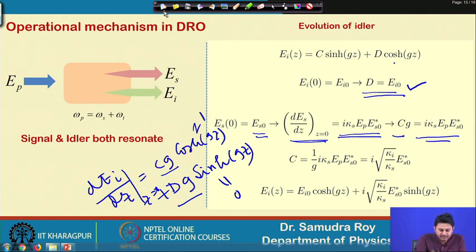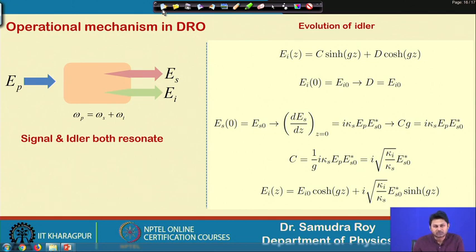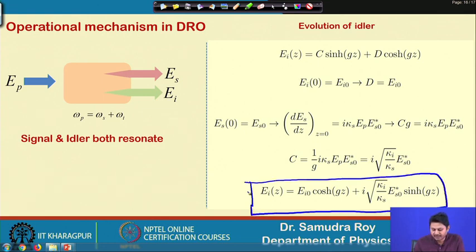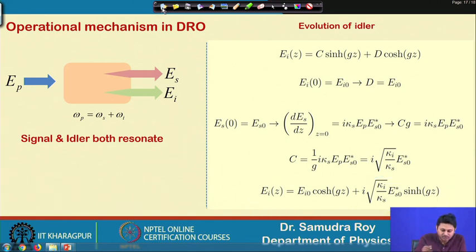So, finally, if you do all this calculation, we will come to one expression similar to E_s, and this is our total expression of E_i. So, E_i(z) will evolve in this way: E_i0 cosh(gz) plus i this. So, it follows all the boundary conditions. Now, E_s and E_i, the explicit forms of both these fields are now known to us. So, let us now summarize whatever calculation we have done.